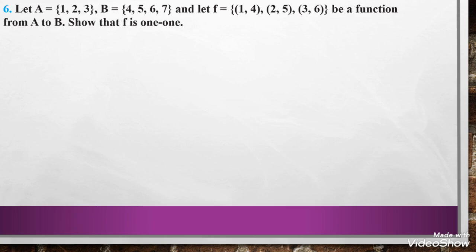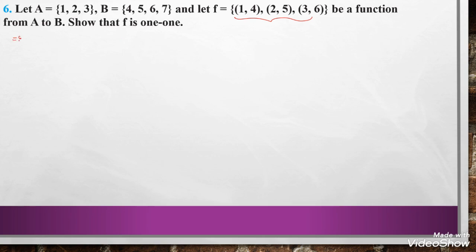Question number 6. Let A be a set containing the elements 1, 2, 3 and B be a set containing the elements 4, 5, 6, 7. And the function is given as ordered pairs: 1 is related to 4, 2 is related to 5, 3 is related to 6. Let f be a function from A to B. Show that f is one-one. Here we simply have to show that the given function is one-one. I will take the ordered pairs in a ray diagram.